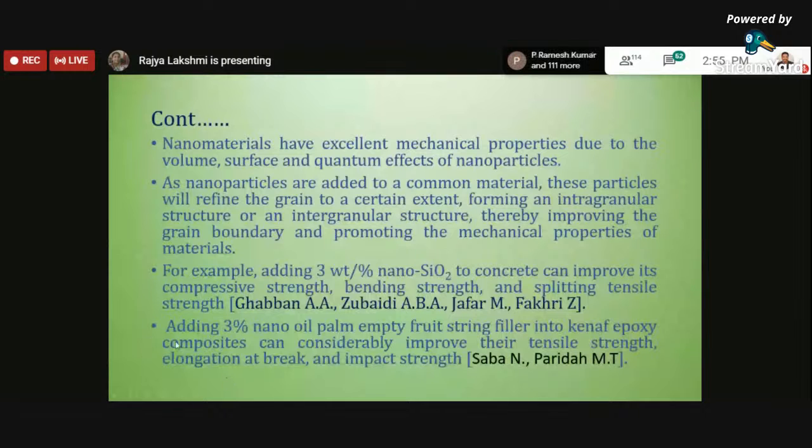Then another example is adding 3% of nano oil palm empty fruit, which will improve composites, especially epoxy composites, and it will improve the tensile strength and elongation at break, and at the same time it will help improve the impact strength also.